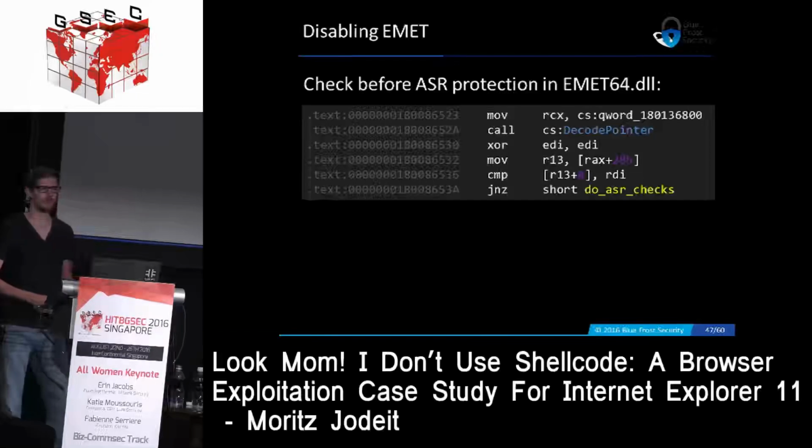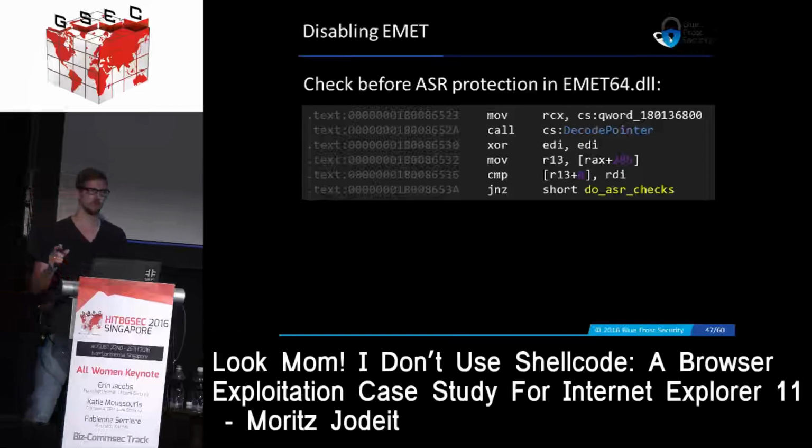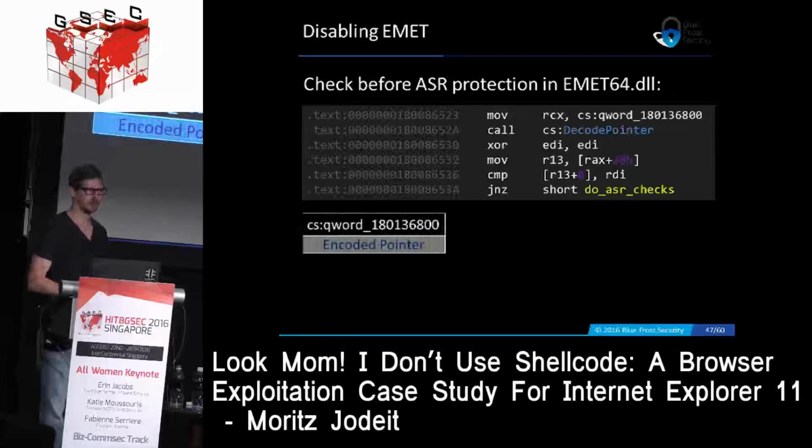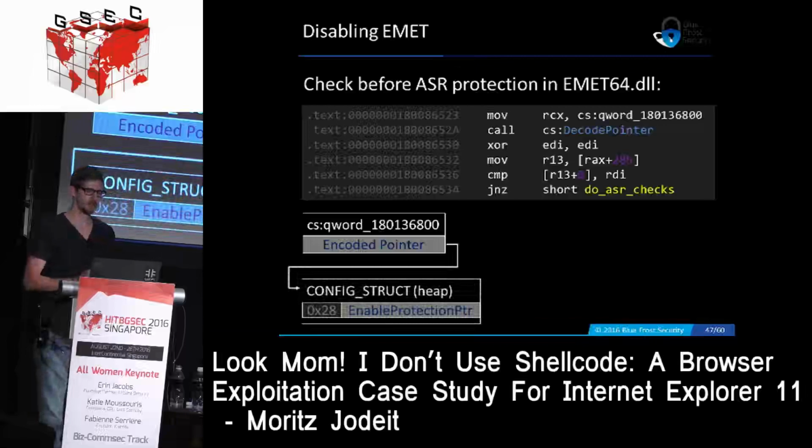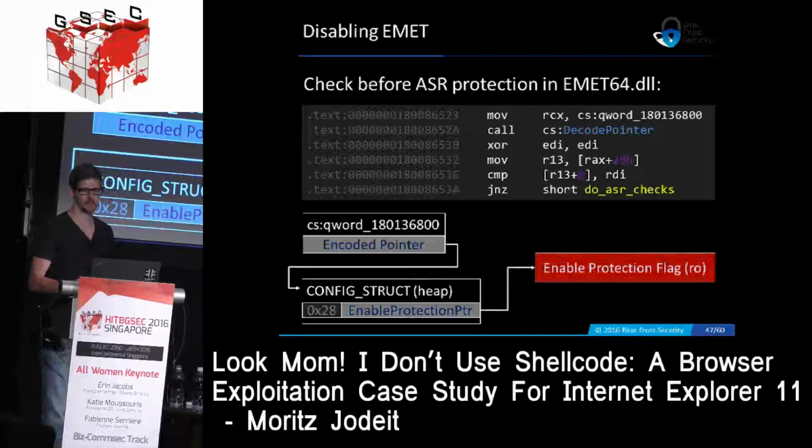If you take a look at the EMET code, and in particular at the place where the ASR check is implemented, you run into this small check here. It reads a pointer from a known location in memory. It decodes the pointer using the DecodePointer API. The pointer is pointing to a config structure on the heap. And at offset 28, there's another pointer pointing to a flag in memory. If this flag is not set to 0, the ASR checks are performed. And similar checks can be found for other EMET features as well.